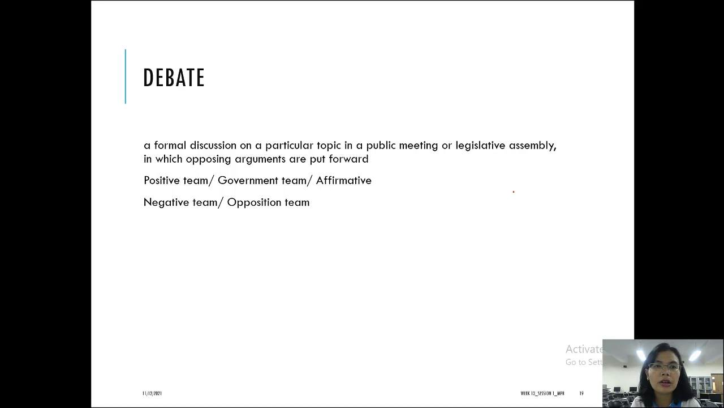Now we'll talk about debate. What is actually a debate? A debate is a formal discussion on a particular topic in a public meeting or legislative assembly, in which opposing arguments are put forward. So obviously there are two teams debating. There is the positive team, or government team, or affirmative team, you name it, and there's the negative team or opposition team.